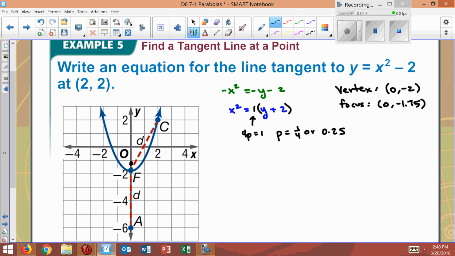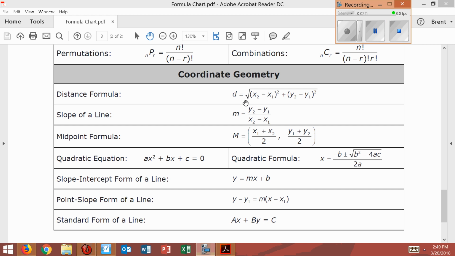Now that I know my focus, what I'm actually going to do, and they have these so close, this parabola actually should be hitting here. It's kind of a bad drawing. They connected both. The line is in the right spot. This is the focus here. We now need to find the distance between these two. So we use the distance formula. This is on the formula chart right here. It's a lot like the Pythagorean theorem. So let's come back over.